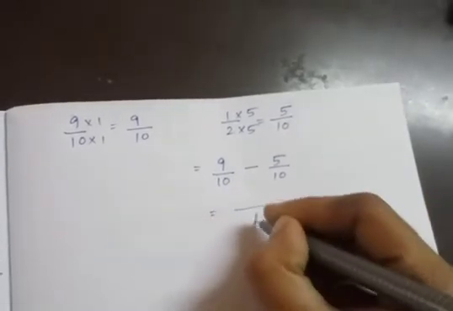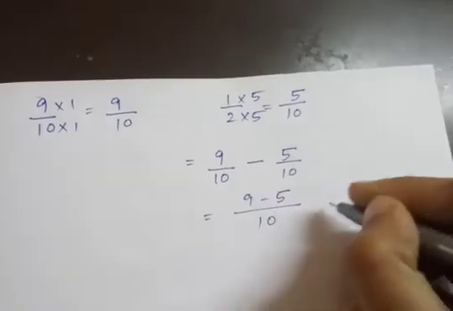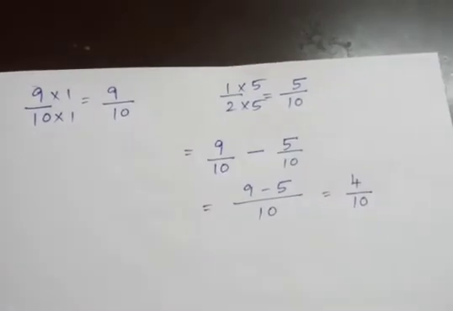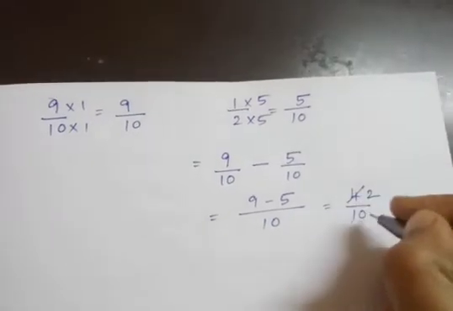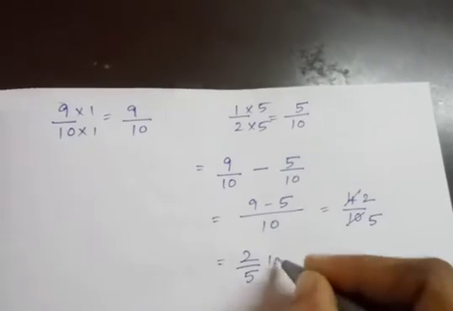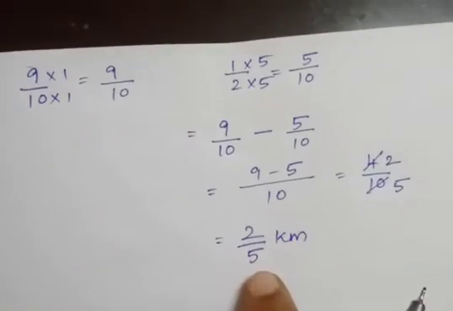Both the denominators are same. I wrote 10 as such. 9 minus 5. 9 minus 5 is what? 4. 4 by 10. Or you can write 2 2s are 4, 2 5s are 10. So answer is 2 by 5 kilometer. So for 2 by 5 kilometer, she is walking.